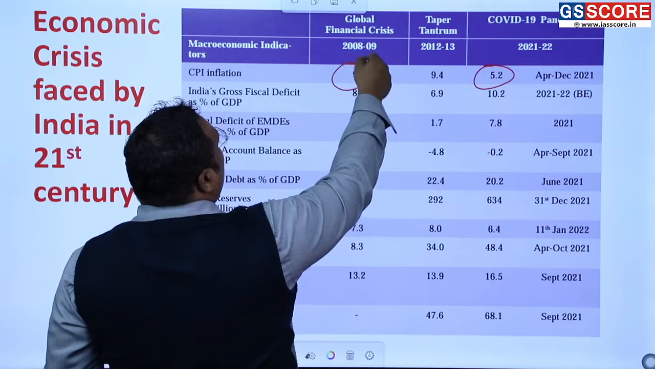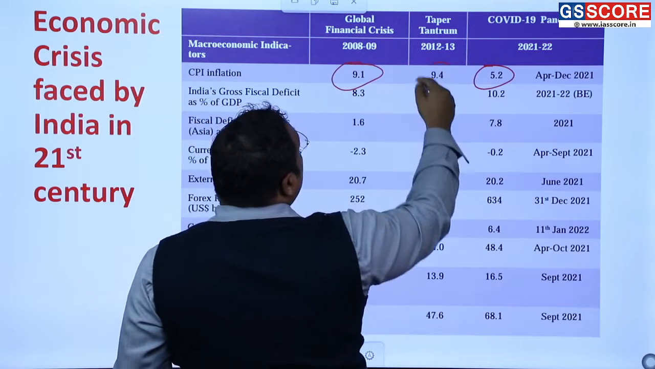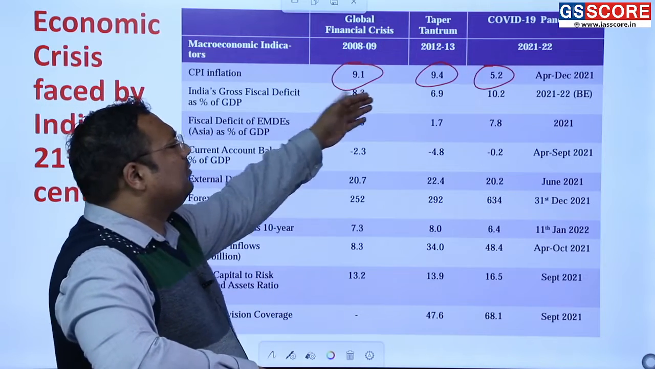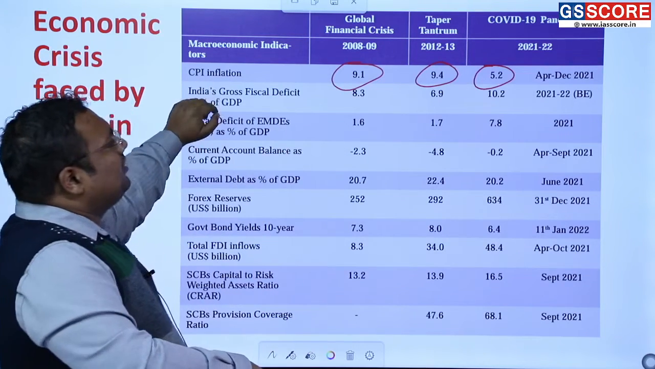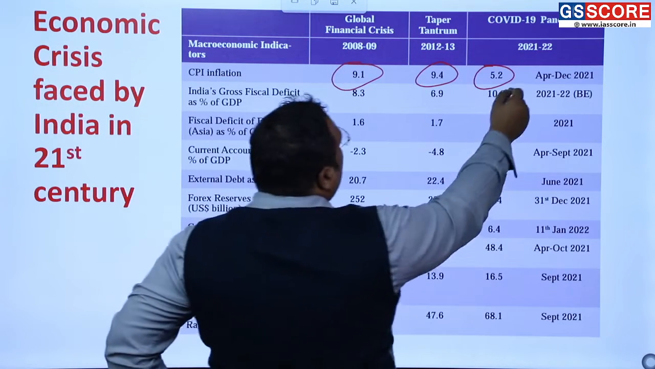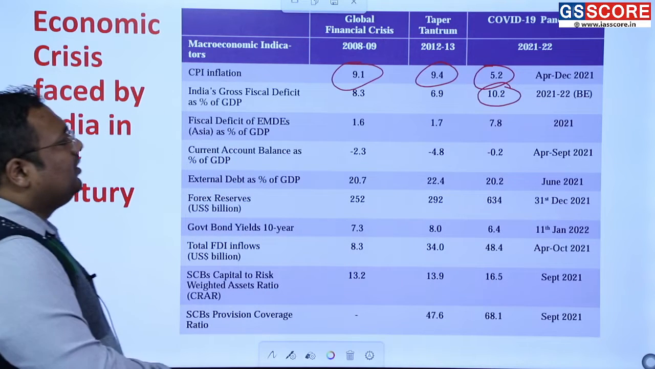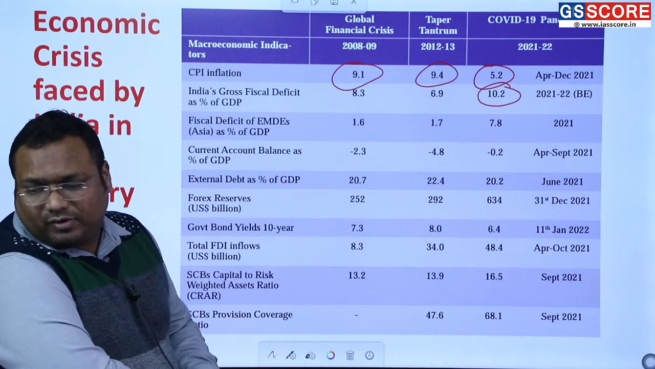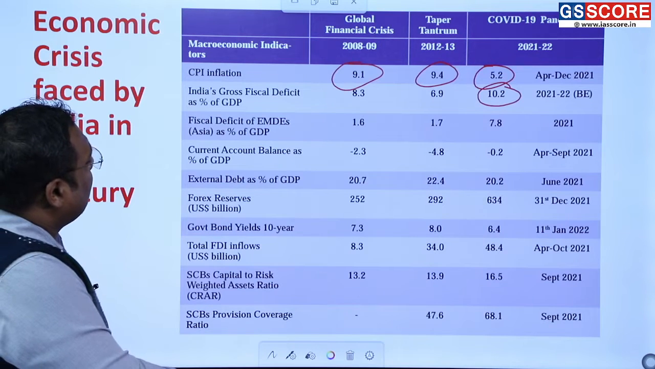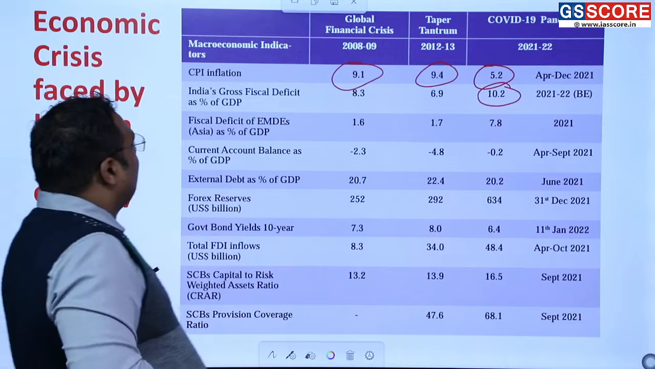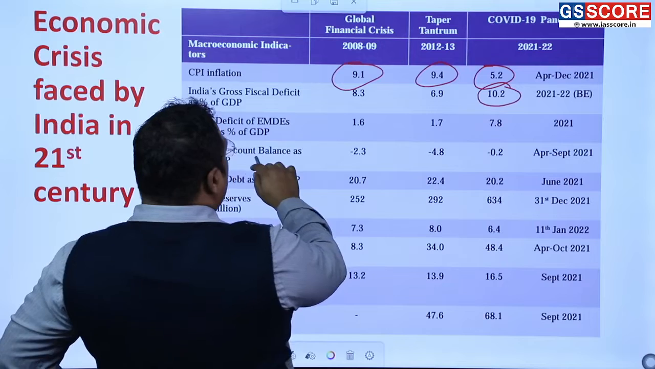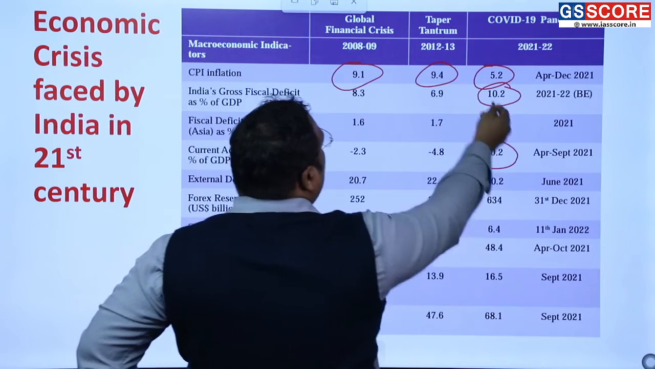During the global financial crisis, our inflation was 9.1%. During the taper tantrum, when the Indian currency crashed in 2012-13, our inflation was also high. Today, inflation is in much better control. Meanwhile, the deficit is in bad shape because it has taken a huge toll. On the fiscal deficit as a percentage of GDP, that is where we are bad. And if you look at the current account balance, here we again have a silver lining.